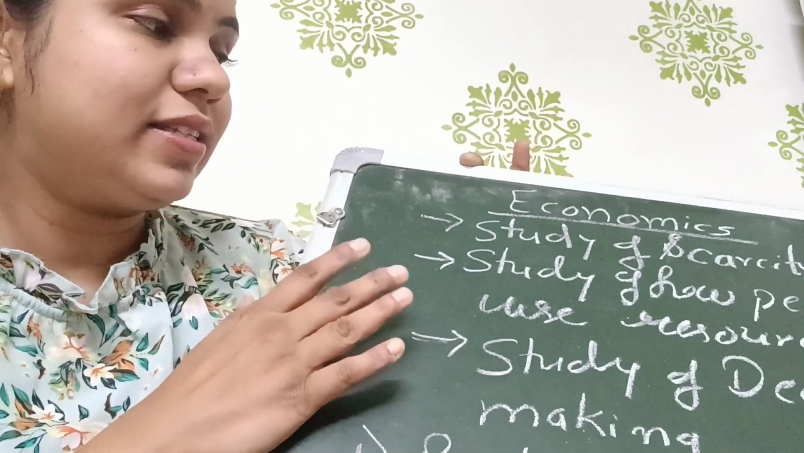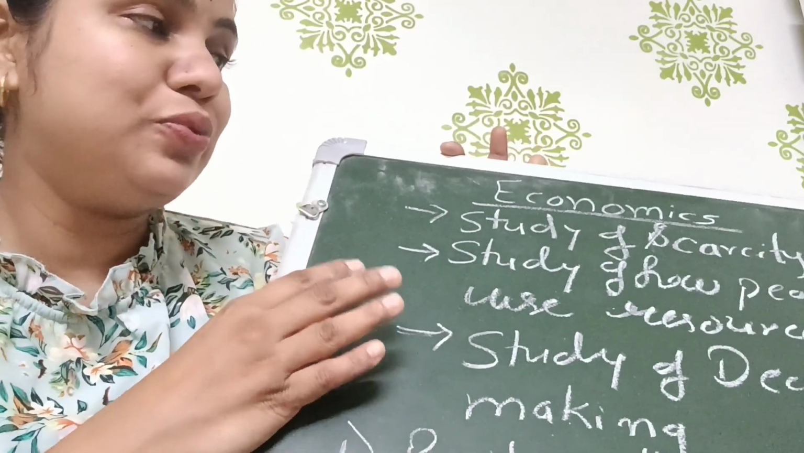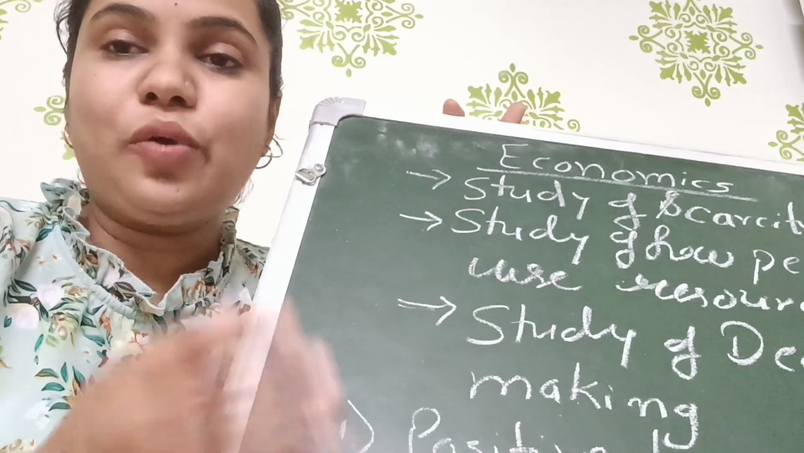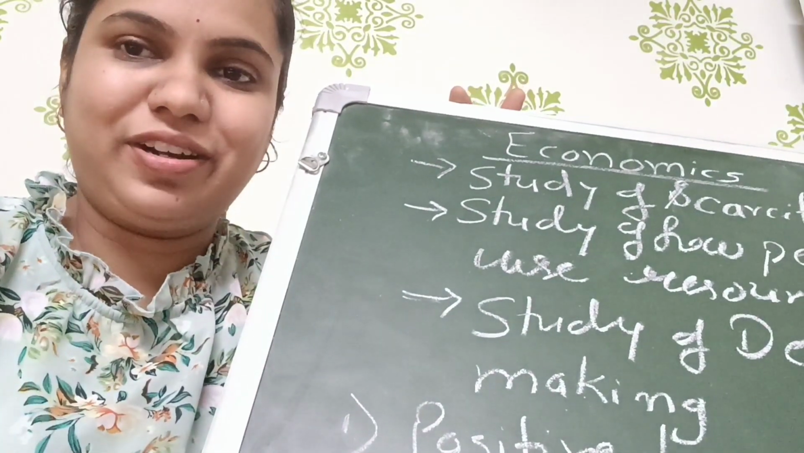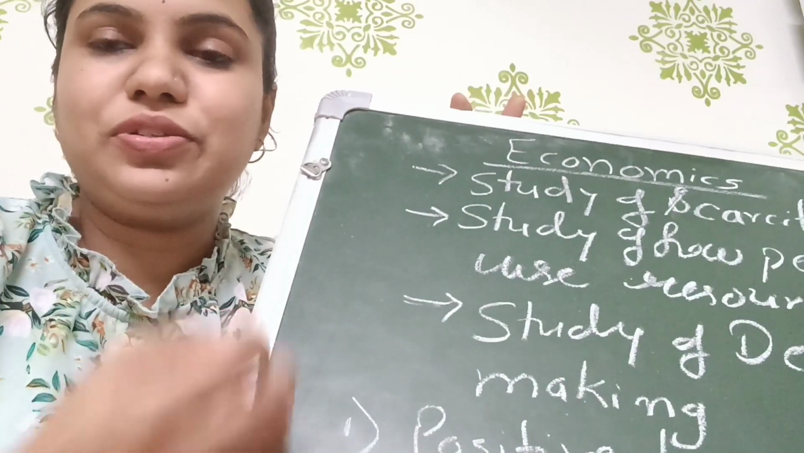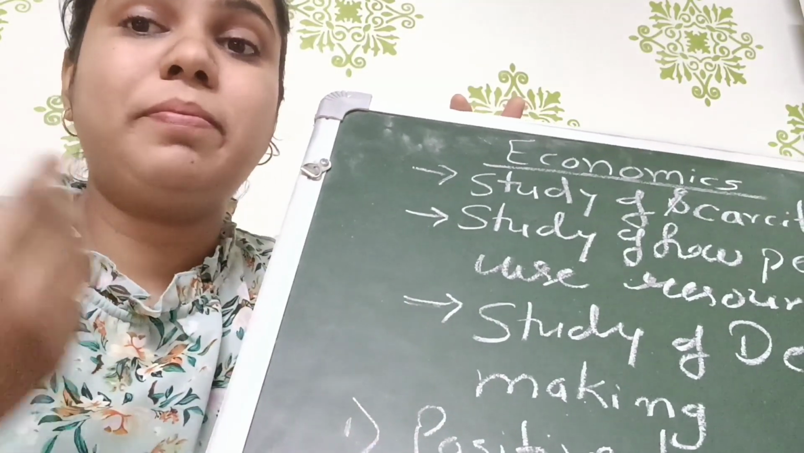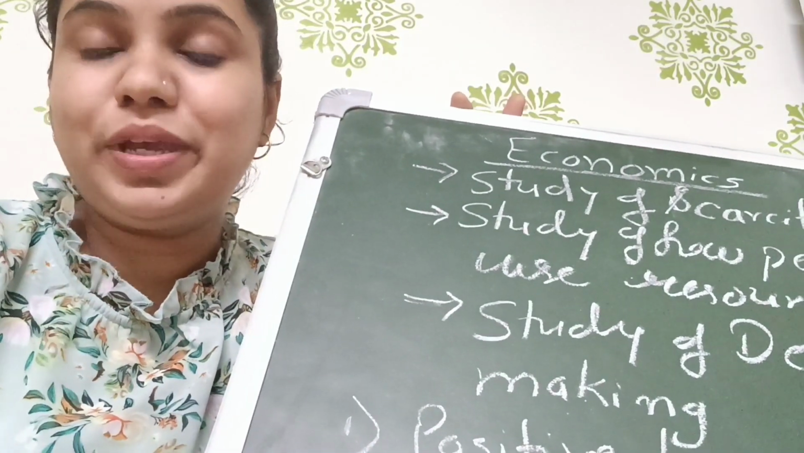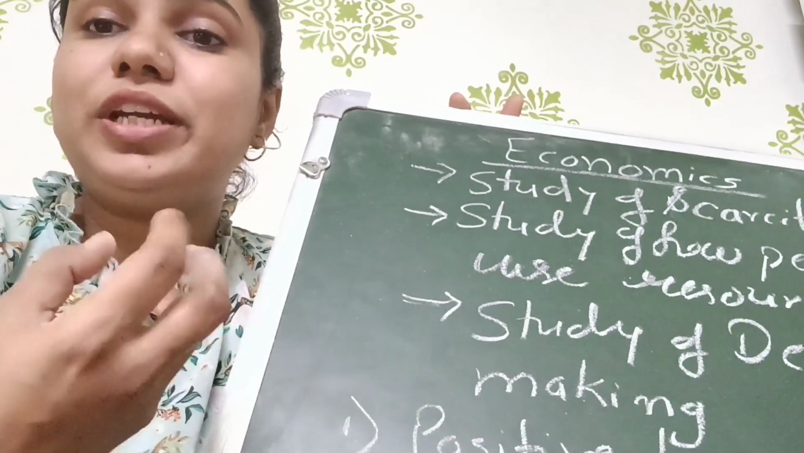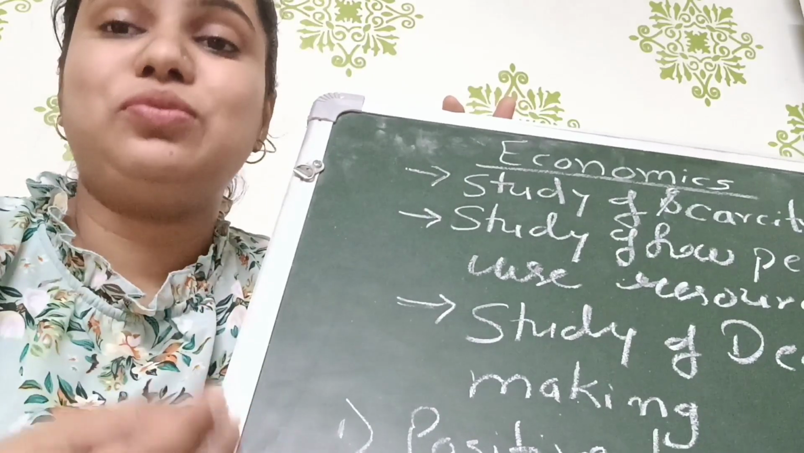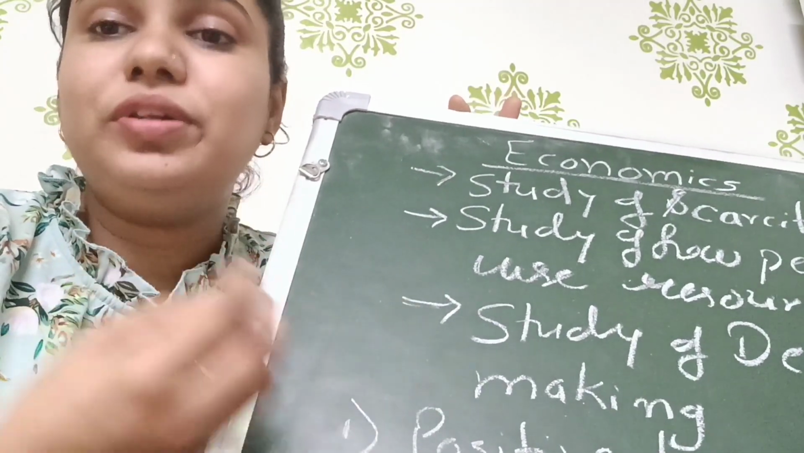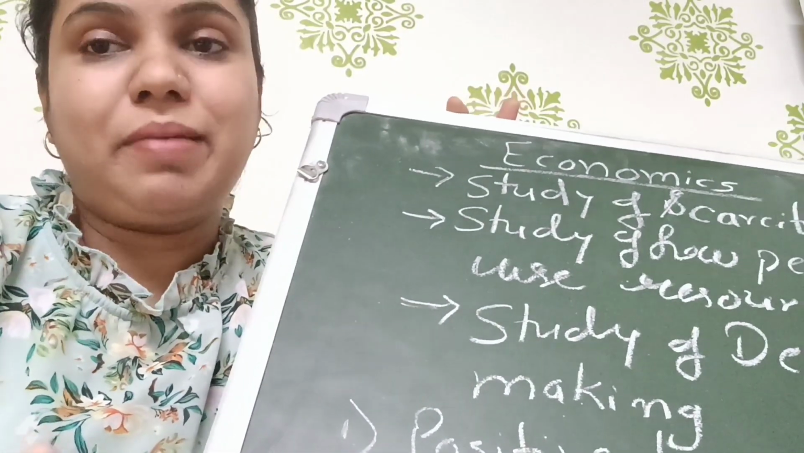Second, it says the study of how people use resources, right? Whether it's a production function, or the people who are managing their funds. If we get a salary, then what are your expenses, what are your bills, what are the home EMIs you're going to pay, and what is the final amount that you have. With that amount you have to cover daily use, you have to buy food, milk, bread and butter for your family.